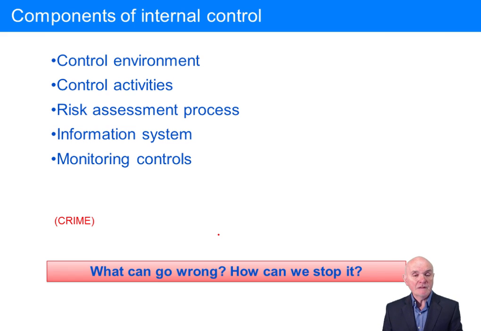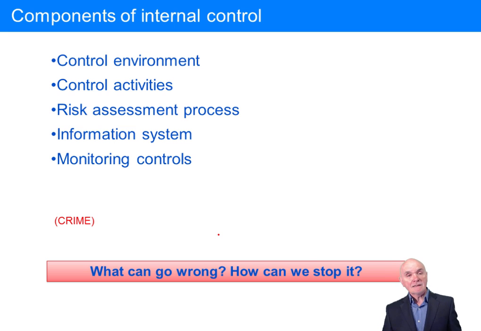Some people remember this by the acronym CRIME. This would be, the C would be control activities, the R would be the risk assessment process, I is information system, the M is the monitoring, and then at the end we have the environment, the control environment.